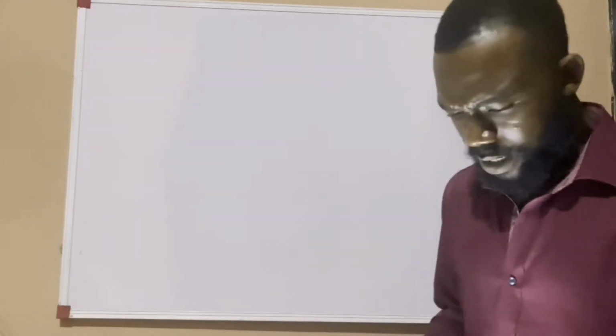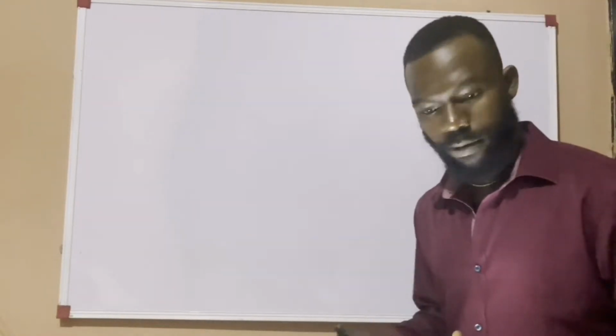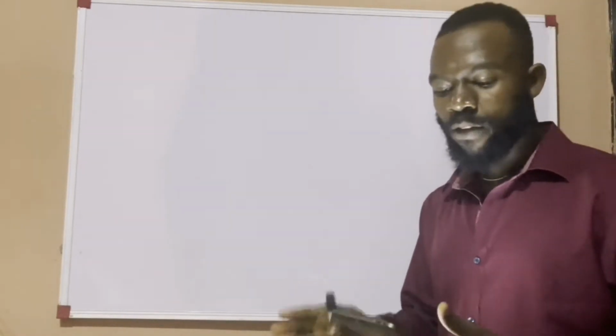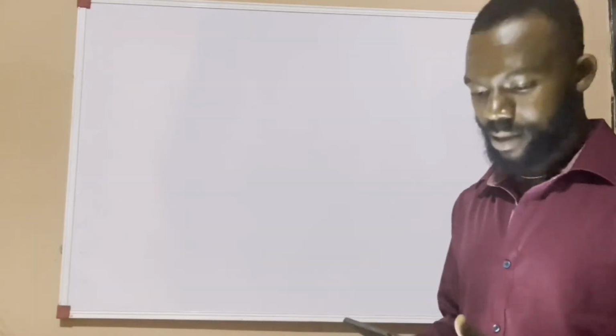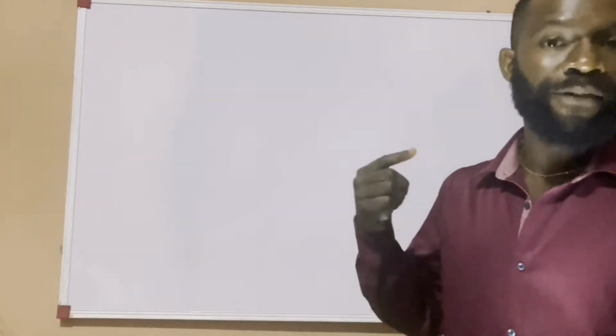Now, without wasting time, the first question for today says, the third term of a GP is 4. The product of the first 5 terms is. The third term of a GP is 4. The product of the first 5 terms is. Okay, let's see what we can do.